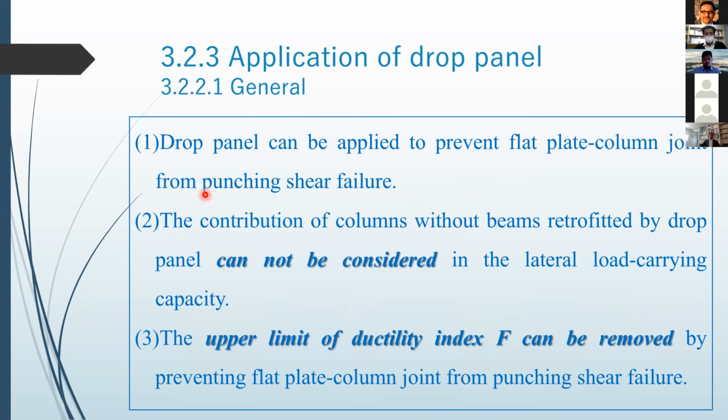From this slide, I'd like to explain about the drop panel. The effect of the drop panel is a little bit different from the wing wall. To prevent punching shear, the drop panel is also effective. But the contribution of columns without beams cannot be considered. So the drop panel can only remove the upper limit of the ductility index. It is the effect of the drop panel.